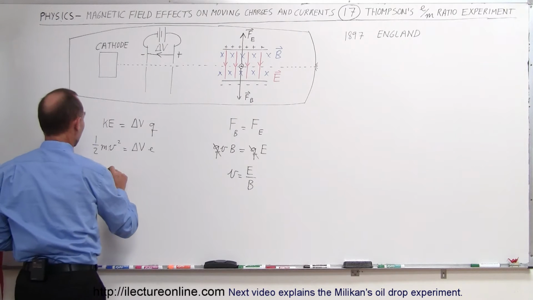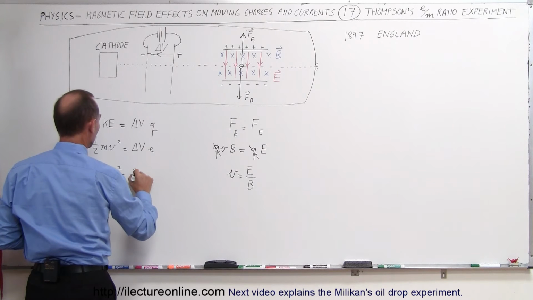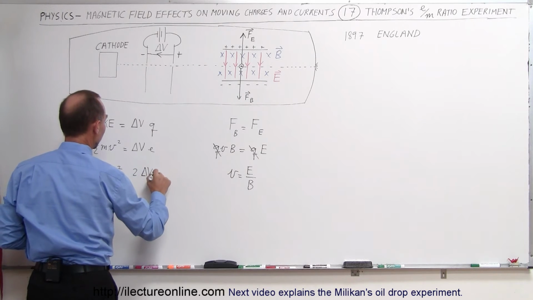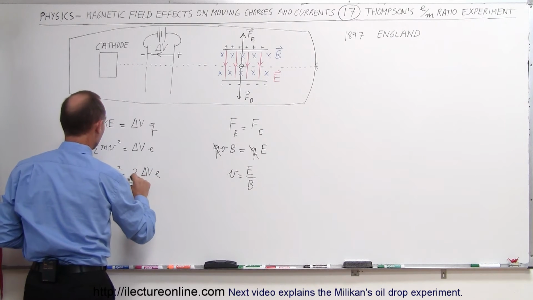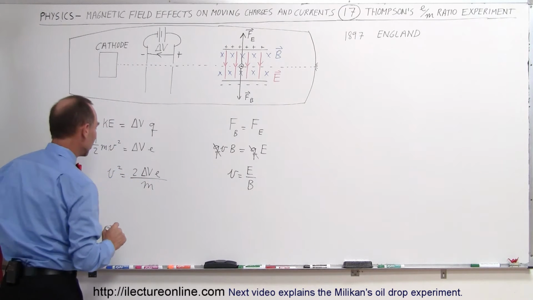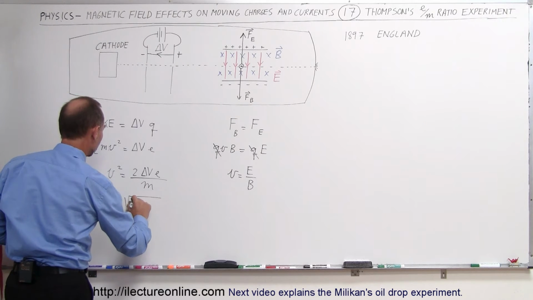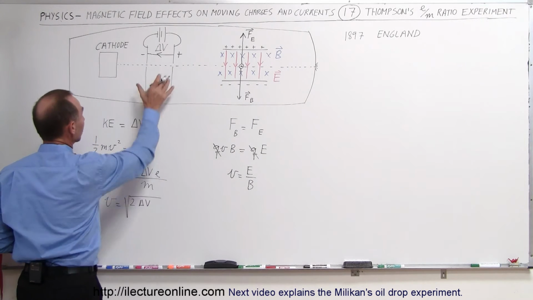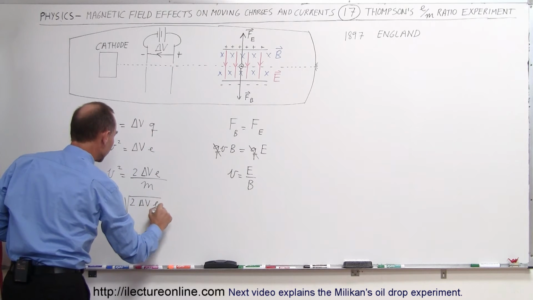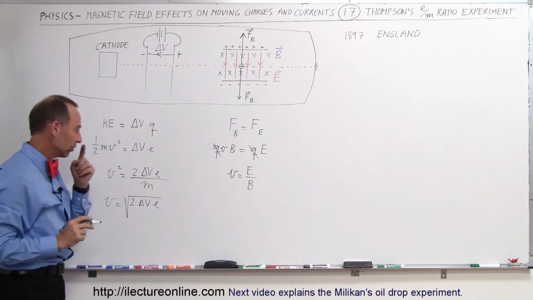We can then say that V squared is equal to 2 times the change in the potential times the electric charge right here divided by the mass. And then we can take the square root of both sides, so we can then say that the velocity is equal to the square root of 2 times the difference in the potential across the plates right here times the electric charge.